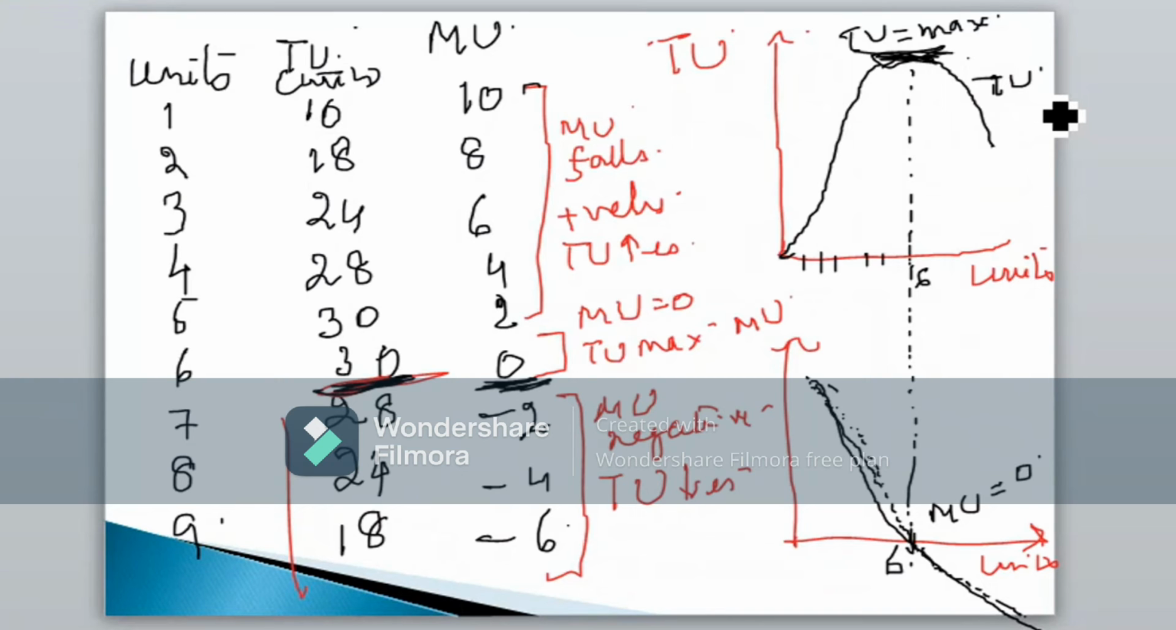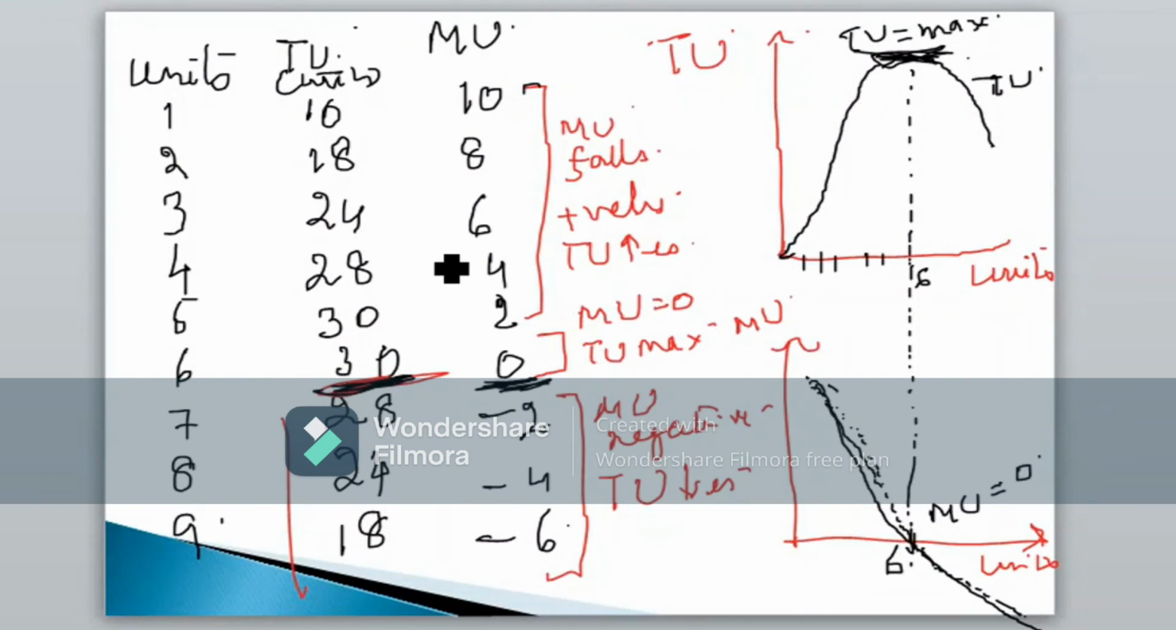Third point, when marginal utility is negative, total utility decreases. Look at the diagram and the table and write. All of you have written the third point? Yes, ma'am. Now fourth point.